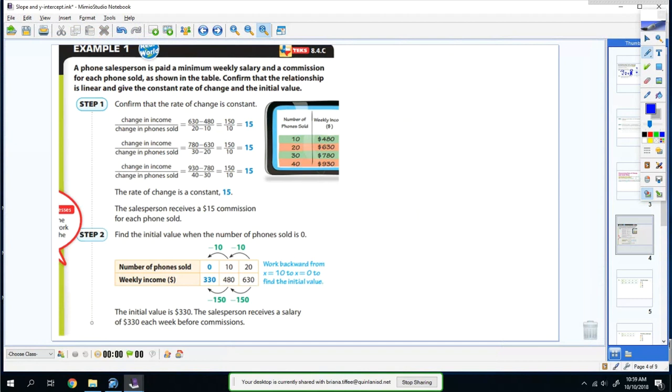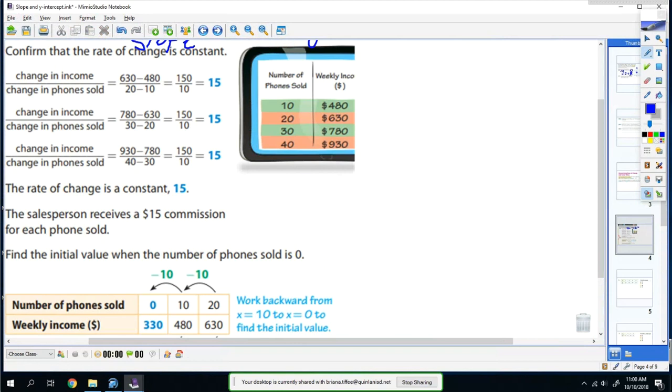Example 1, a phone salesperson is paid a minimum weekly salary and a commission for each phone sold, as shown in the table. Confirm the relationship is linear and give the constant rate of change and the initial value. Constant rate of change is slope, and the initial value is the y-intercept. So we have this table. So this is your x, this is your y. Find the changes between them. Change between here is 150. Change here is 10. So 150 goes on top, 10 on the bottom, equals 15. Change between here is 10, 150, so it's the same.